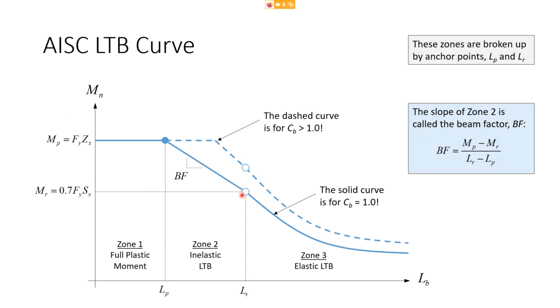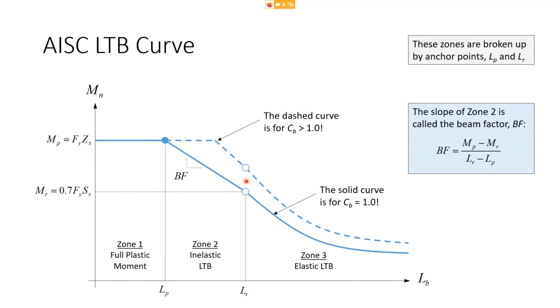The slope of this region, we have a name for that. This slope, we call that the beam factor, or BF. And all it is is just a slope. It's just a change in Y over change in X. So change in Y is MP minus MR, change in X is LR minus LP. That's just the beam factor. And then zone 3, this is the elastic range. This curve is what we derive. This is the solution of that differential equation. Now, that I think is the easy part to understand.